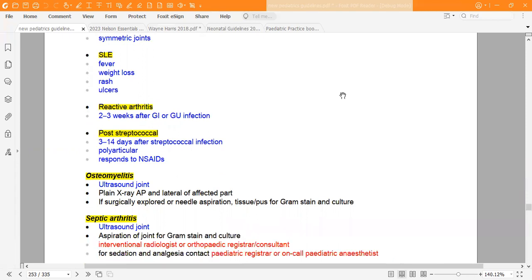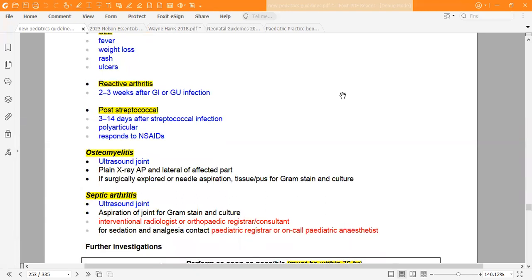Reactive arthritis, 2 to 3 weeks after gastrointestinal infection or genitourinary infection. So that's reactive arthritis. Post-streptococcal arthritis, 3 to 14 days after streptococcal infection. It's going to be polyarticular, with poor response to non-steroidal anti-inflammatory drugs. Okay.